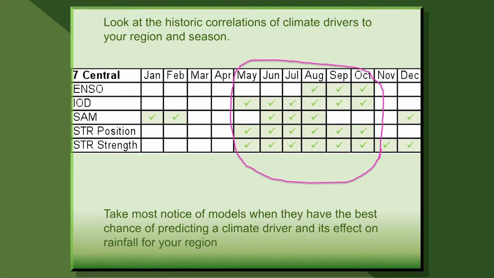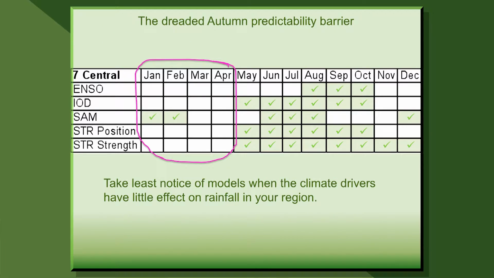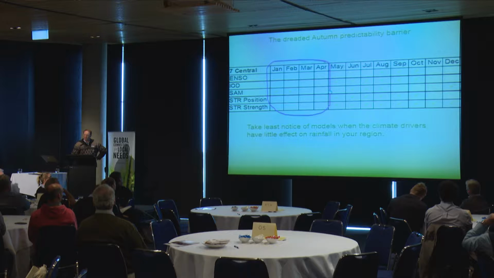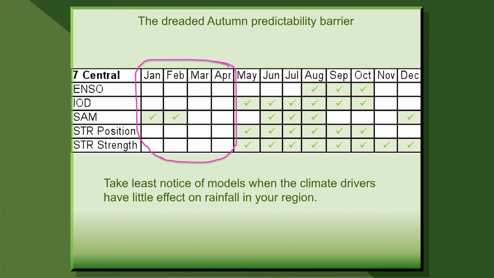So this is for central Victoria, around Bendigo. The ticks in the boxes show when these particular climate drivers have the greatest correlation with rainfall. Fortunately, that's through most of our growing season, from May through to October. We've got the southern annular mode doing a little funny flip thing in summer. But what farmers are always asking is, what the heck's going on in summer and particularly in autumn? It's what we call the dreaded autumn predictability barrier, where predictability at this time is never good, and it doesn't matter what the model is in the world, it's never as good here as it is over here.